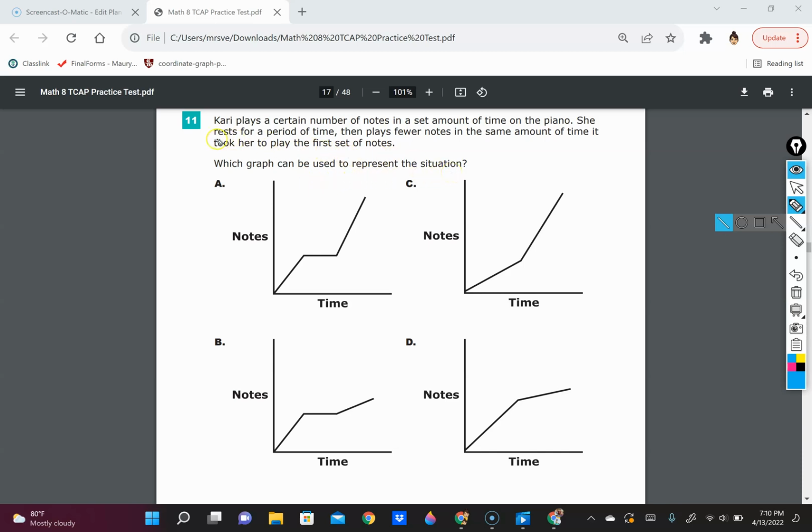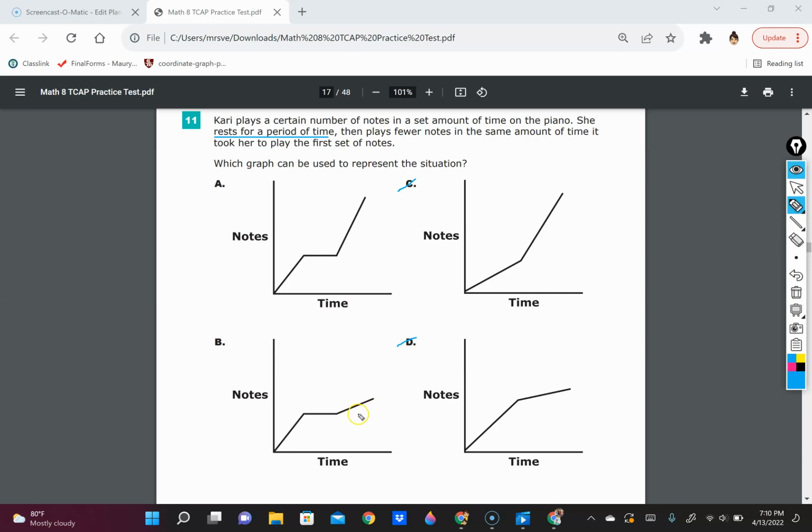I think the easiest thing to identify is that she's resting for a period. In C, there's no indication that there's a rest, nor is there an indication for D, so we could go ahead and mark those out. The second thing that we can notice is it says she plays fewer notes that it took her to play the first set. So in the first set, she's going faster, but in the second set, she's going slower.